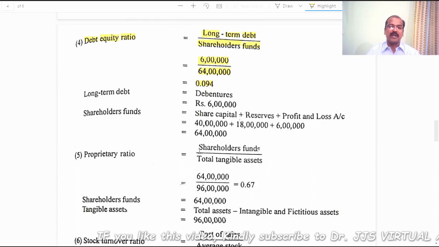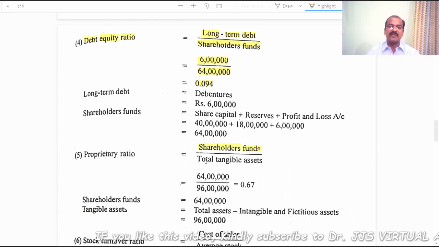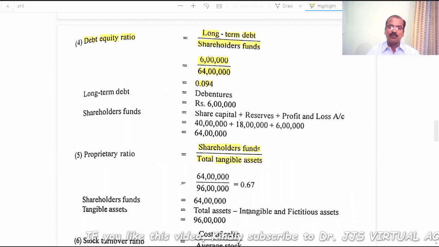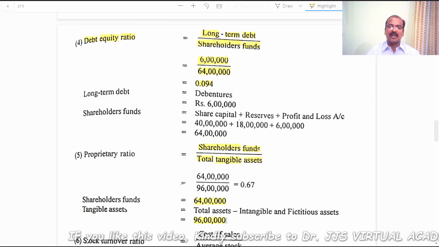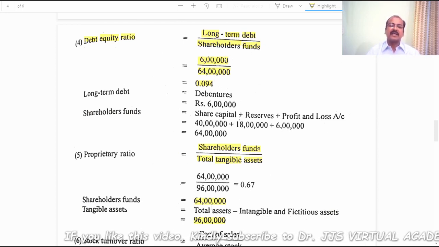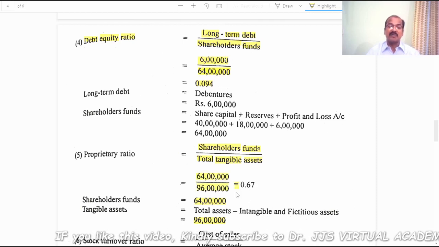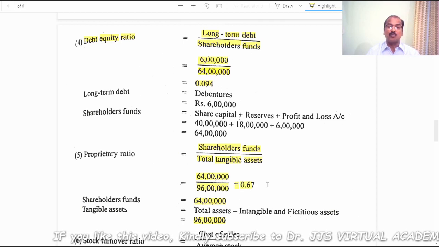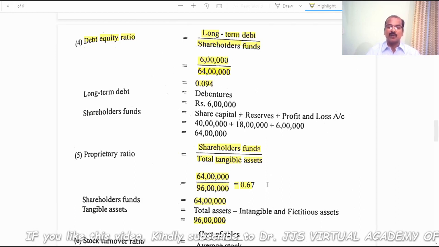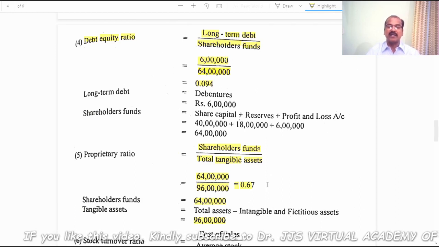The next one, proprietary ratio. Shareholders funds divided by total tangible assets. In this concern, there are no intangible or fictitious assets like goodwill. Therefore, the total assets is nothing but the total of tangible assets, 96 lakhs. Regarding shareholders funds, that we already calculated, 64 lakhs divided by 96 lakhs is equal to 0.67 times. That's the proprietary ratio. What is the meaning of this? 67% of total tangible assets is funded by shareholders fund.